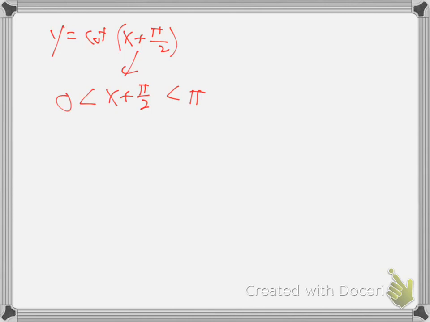So there we go. Can you solve that for x? X is saying what it's always saying: I want to be alone. It's a big loner. So, subtract pi over 2, right?